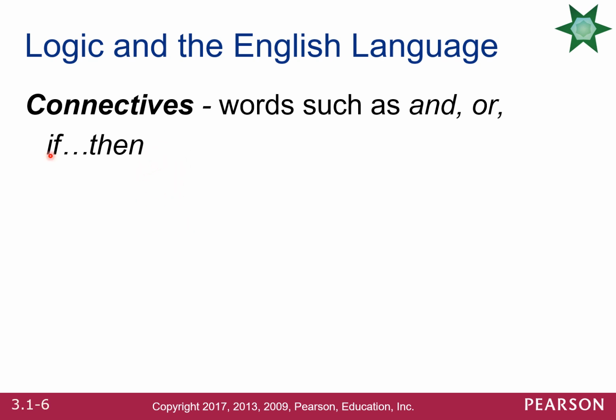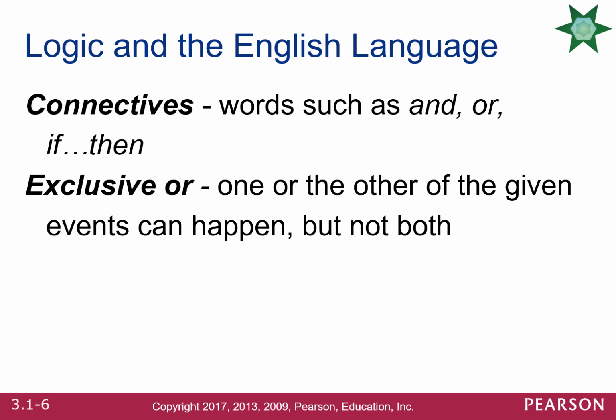So again, these are two different thoughts, but being connected using if then. All right. And then we have what's called the exclusive or. So or can be of different types. The exclusive or means one or the other of the given events can happen, but both cannot happen together.